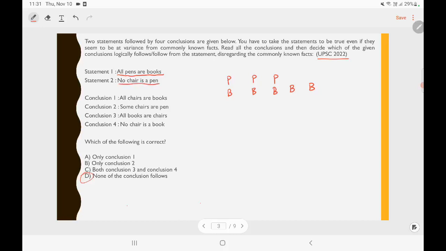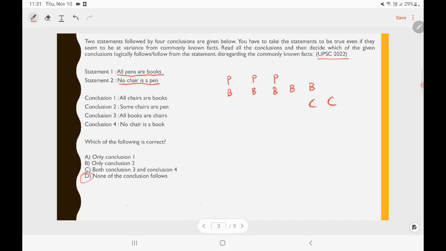Now statement 2 says that no chair is a pen. So chair can come here, because no chair is a pen. It will not come like this, because if I write C here, then this chair becomes a pen. So I cannot write it like this. I can write C here and C here.